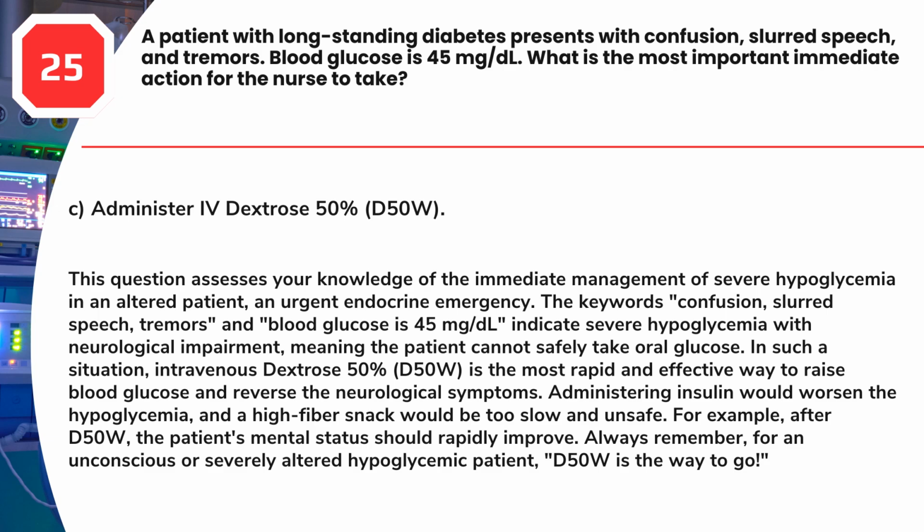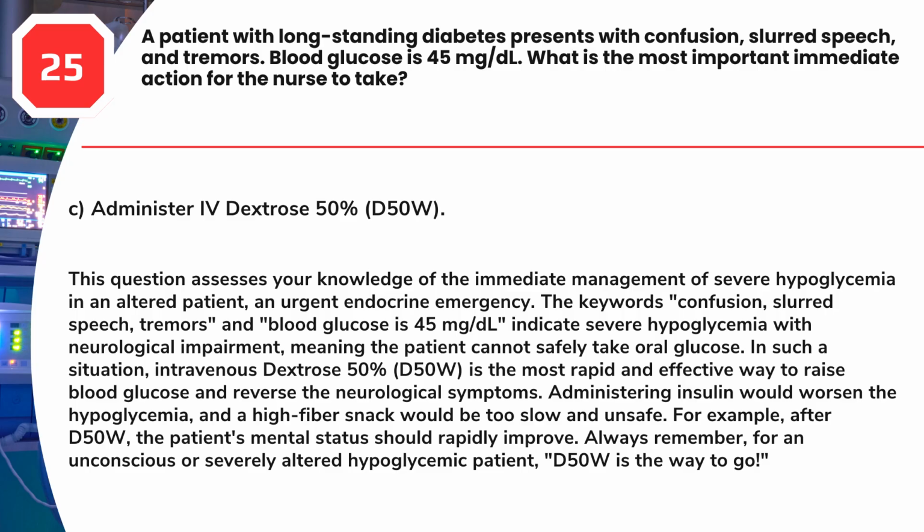Administer dextrose 50%, D50W. This question assesses your knowledge of the immediate management of severe hypoglycemia in an altered patient, an urgent endocrine emergency. The keywords confusion, slurred speech, tremors, and blood glucose is 45 mg per deciliter indicate severe hypoglycemia with neurological impairment, meaning the patient cannot safely take oral glucose.